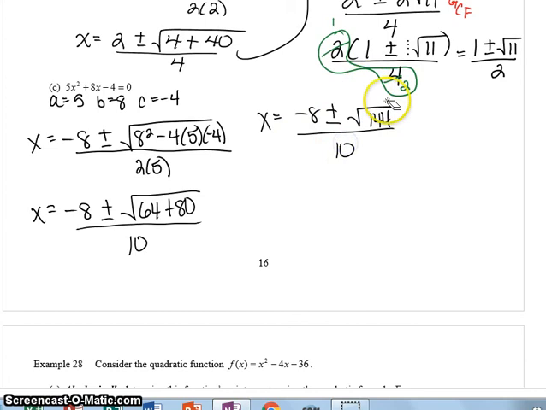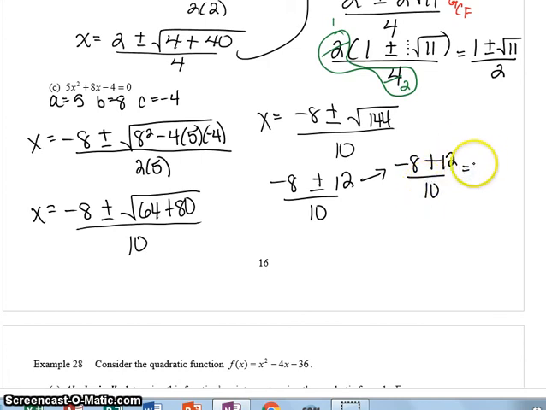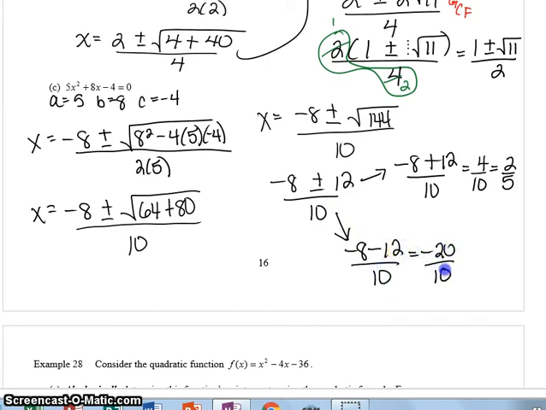Now that's a perfect square, so you're going to end up with negative 8 plus or minus 12 over 10. So 1 is negative 8 plus 12 over 4. I'm sorry, over 10, which is going to be 4 tenths, which reduces to 2/5. The other one is negative 8 minus 12 all over 10, and that's negative 20 over 10, which is negative 2. So there's my other root.